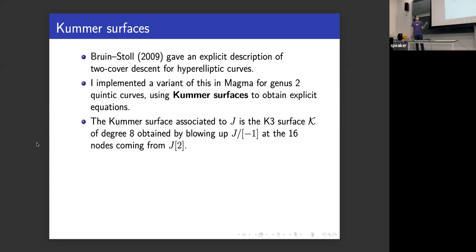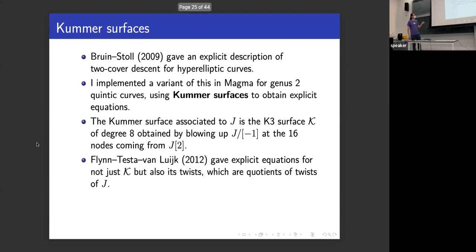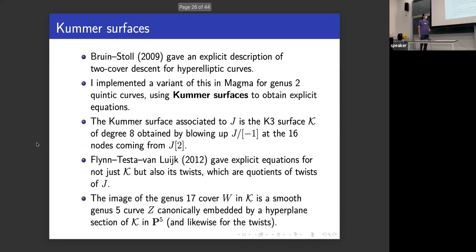So this is a K3 surface. It can be written down explicitly as the intersection of 3 quadrics in P^5. This is all a very explicit picture. Flynn, Testa, and van Luijk, in fact, gave explicit equations not just for this, but also for all of its twists in the same sense of twist that we need for descent. And so these are like quotients of twists of the Jacobian. It's all a very explicit picture. You can just write down these equations.